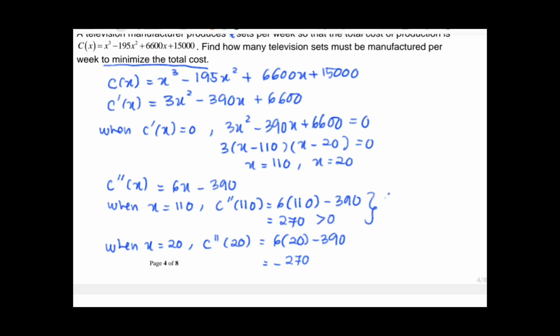Therefore, the cost is minimum when X equals 110 units. So the manufacturer must produce 110 units of television to minimize the cost.